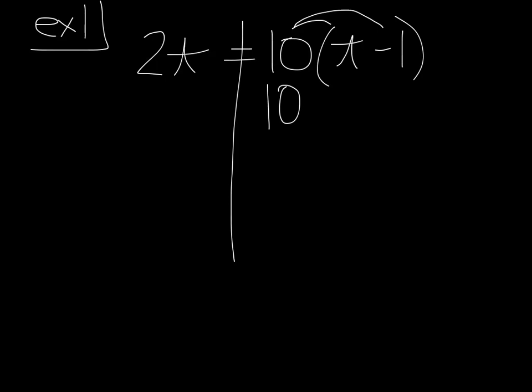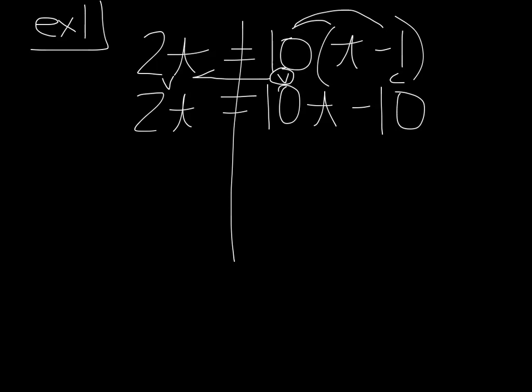So this becomes 10t minus 10. 10 times t, then 10 times negative 1. So now that we've distributed, this is just like section 1. We need to combine our like terms. Well, here I've got variable, constant. I need to take this variable to that side.